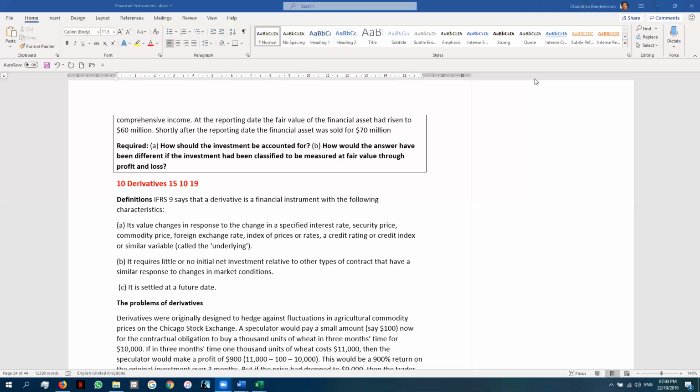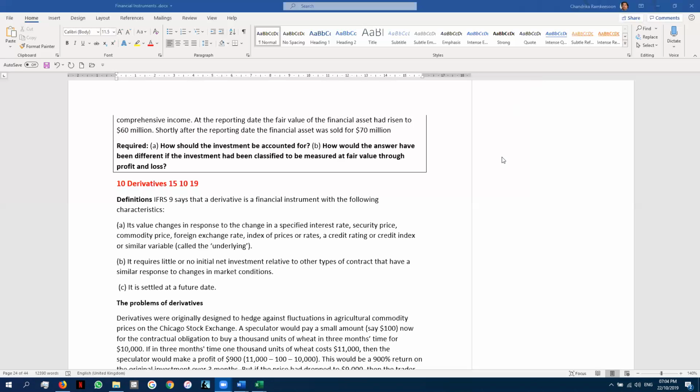But you've got here derivatives. IFRS 9 says a derivative is a financial instrument with the following characteristics. Those of you who did the advanced financial management paper, as it's likely that some of you may have, should be familiar with derivatives. And if you can recall that, that certainly would help you. But let's read on, and as I said, I'll explain as we go on.